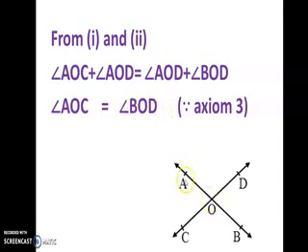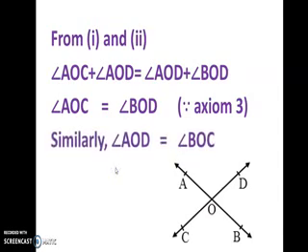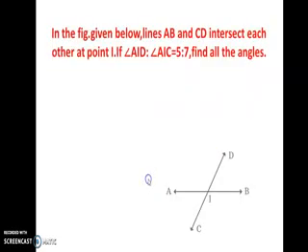These two are vertically opposite angles, angle AOC and angle BOD. Yes, these two are equal. So now we proved that one pair of vertically opposite angles are equal, isn't it? Similarly, you can prove angle AOD is equal to angle BOC. So you proved that if any straight lines intersect each other, then the vertically opposite angles so formed are equal. Yes. I hope you understood, children.